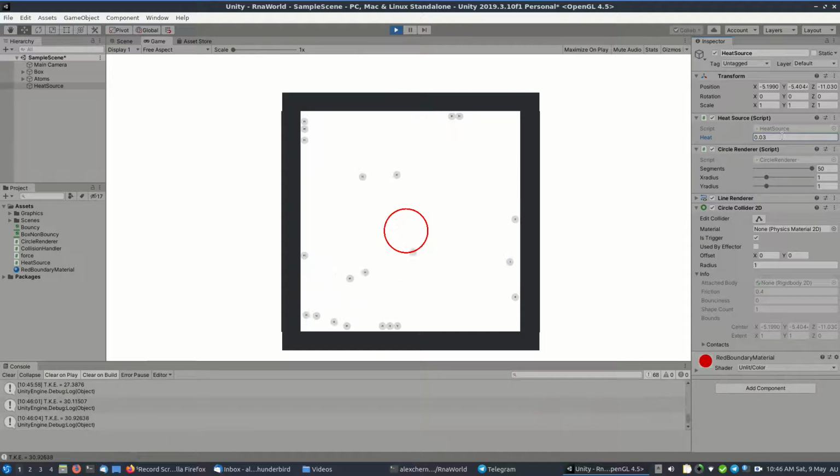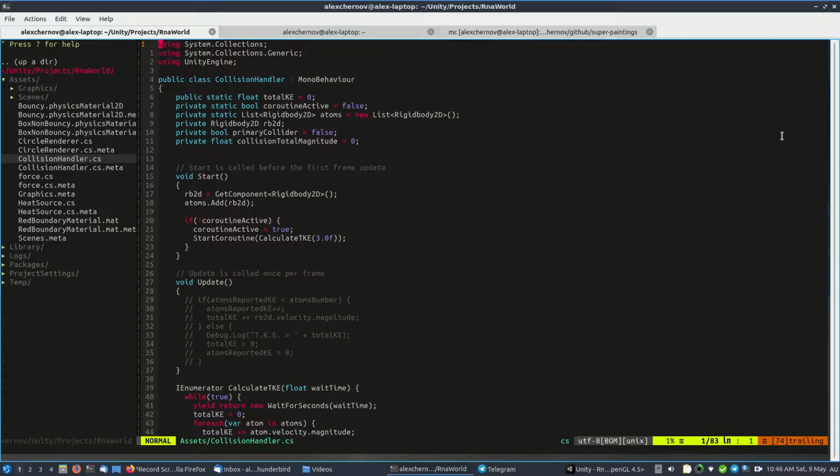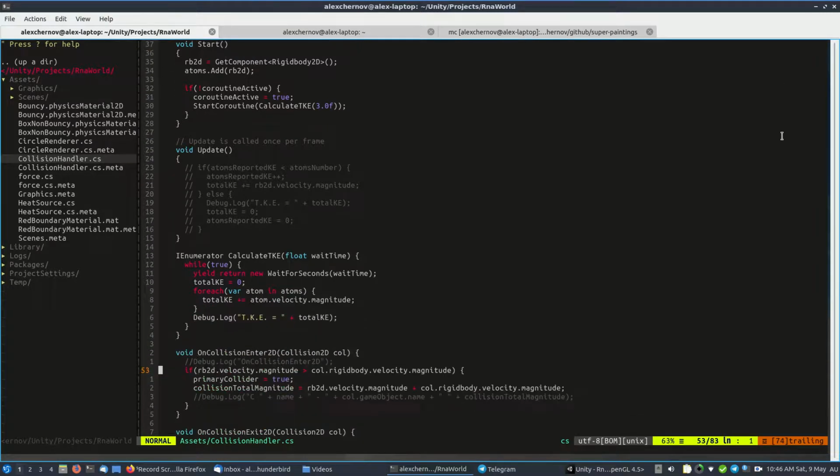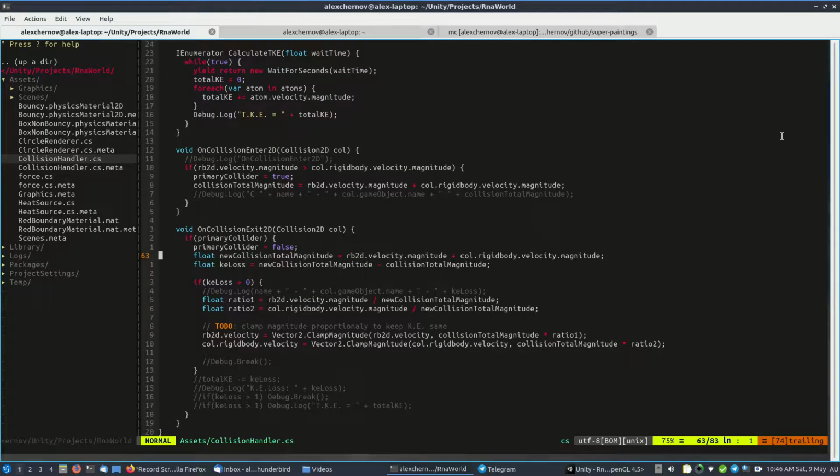So I did solve the problem of it generating more energy and, as a result, losing energy too slowly, through this on collision enter, on collision exit, where I'm basically calculating the original energy when the collision happens, and then when the collision finishes, I'm calculating the resulting collision that Unity made, its total magnitude, and if I see that it's somehow larger than the previous magnitude of the collision, I'm just clamping the values to make sure that there is no excess energy out of this process.